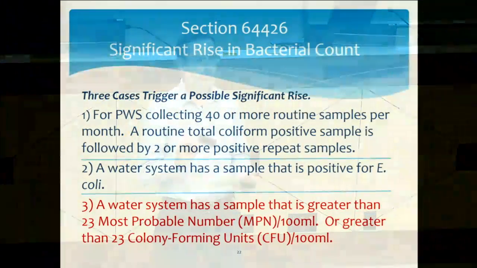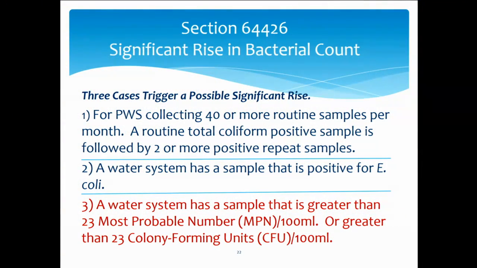No, significant rise in bacterial count is strictly a California requirement. This is not in the federal RTCR.